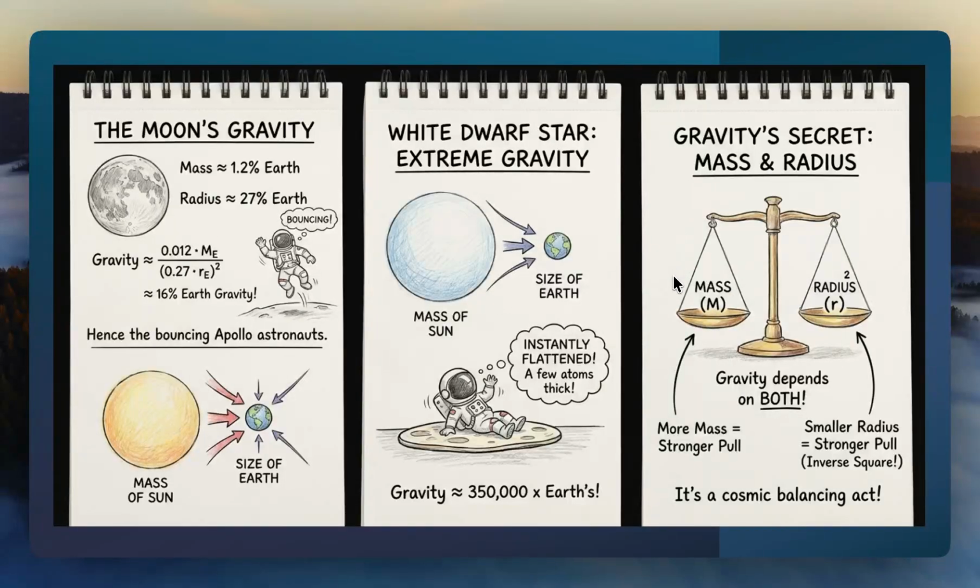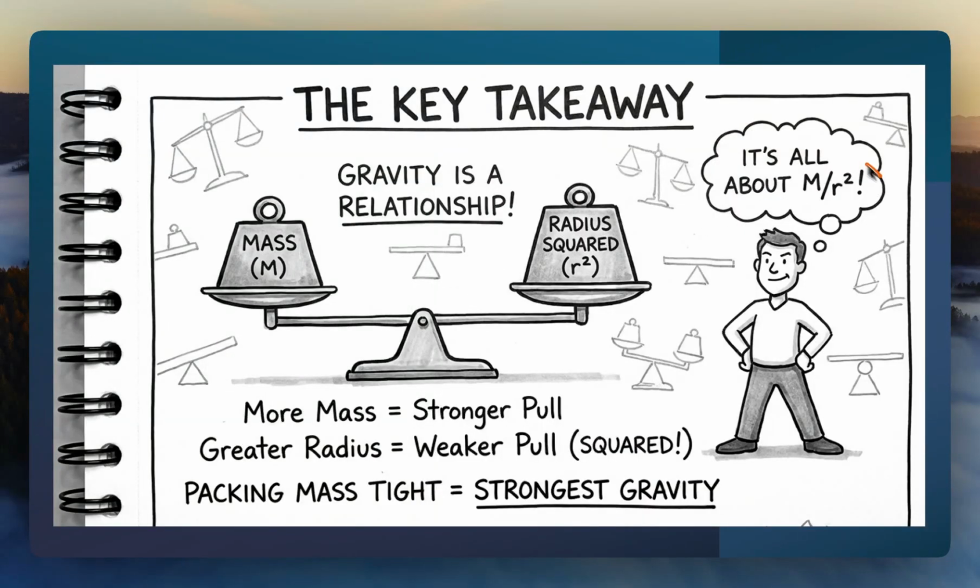So here's what you need to remember. Gravity at a surface isn't just about mass. It's not just about size. It's about the relationship between them. Mass divided by radius squared. More mass means stronger pull. Greater radius means weaker pull, and powerfully so because of that squaring effect.